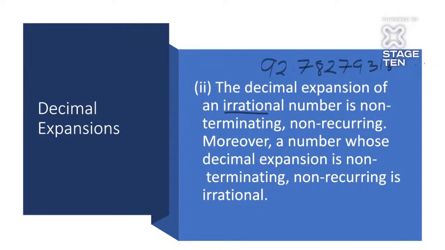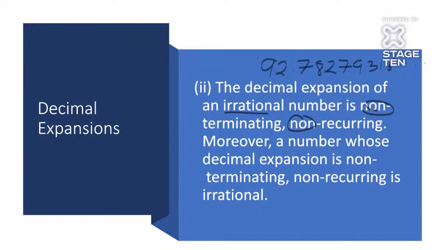So basically it should be an irrational number. The quality of an irrational number is that there will be two nons here: one, non-terminating, and second, non-recurring. So it will keep on going, that is non-terminating, and it will have no pattern in the decimal expansion. It will be random numbers, right?